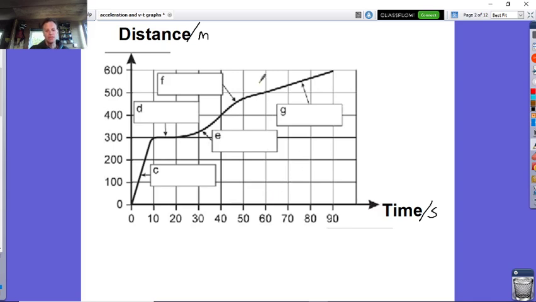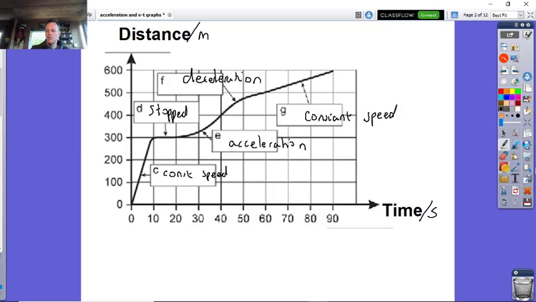Now you've gone through and written down in your book the answer to here. So you should have C is going to be straightforward, a constant speed. And then at D, it's going to be stopped. It's not going anywhere at all. And E, you have got acceleration. And at F, you've got deceleration. And at G, you've got constant speed again.